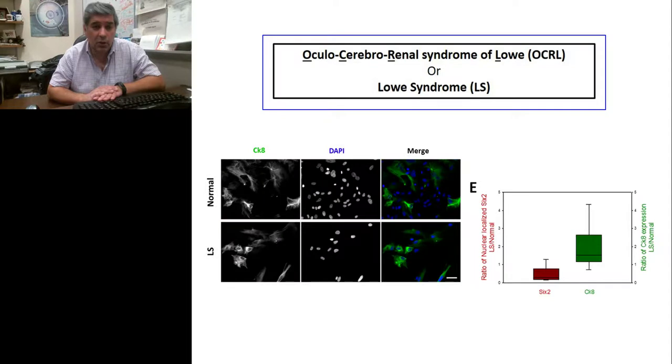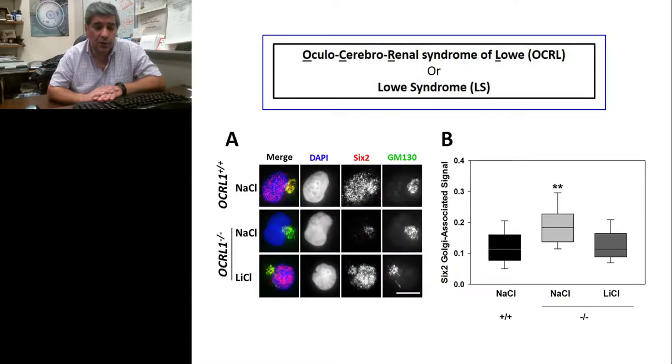Actually, we do see an imbalance in the generation of different lineages in these kidney cells in vitro. We see, for example, CKA positive cells, which are representative of the duct, overrepresented in Lowe syndrome as opposed to normal cells. The reason is that 6-2 cannot fulfill its function, so these cells are induced to differentiate into a different lineage, the duct lineage. And we could reproduce this phenotype of 6-2 mislocalization by using, again, OCRL knockout HK2 kidney cells.